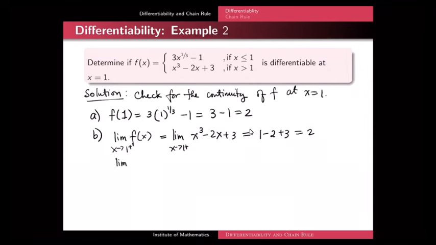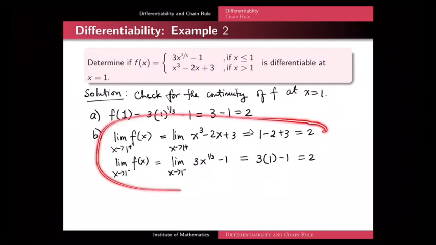Lastly, we take a look at the limit of f as x approaches 1 from the left. So that is equal to the limit of, which function are we going to use? So we'll use this function because we want x to approach 1 from the left. So that is the limit of 3x raised to 1/3 minus 1 as x approaches 1 from the left. And this is simply equal to 3 times 1 minus 1, which is equal to 2. Okay, so as you can see, the limit of f as x approaches 1 from the left and from the right are equal. So we can conclude that the limit of f as x approaches 1 is indeed equal to 2.